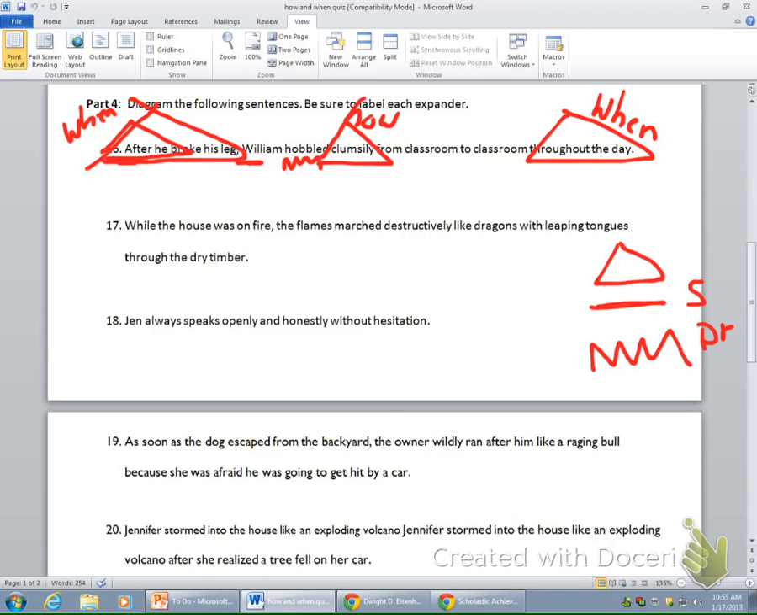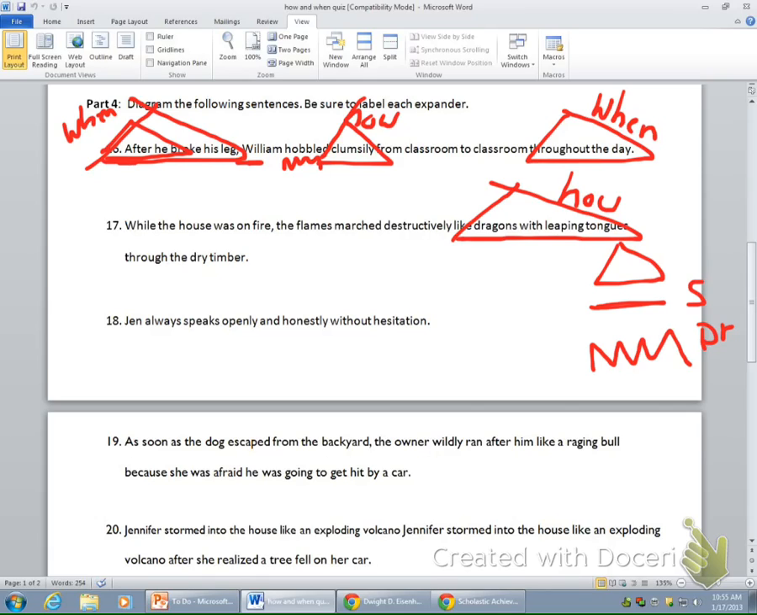Number 17. While the house was on fire, the flames marched destructively like dragons with leaping tongues through the dry timber. Automatically, I notice this like. So I have to ask myself, is that a phrase that's telling me how I did something, like dragons with leaping tongues? Yeah, it is. This is an expander. It's telling me how. But the expander ends after the word tongues. It doesn't go on through the dry timber. Through the dry timber is telling me actually where, which we didn't even cover yet.